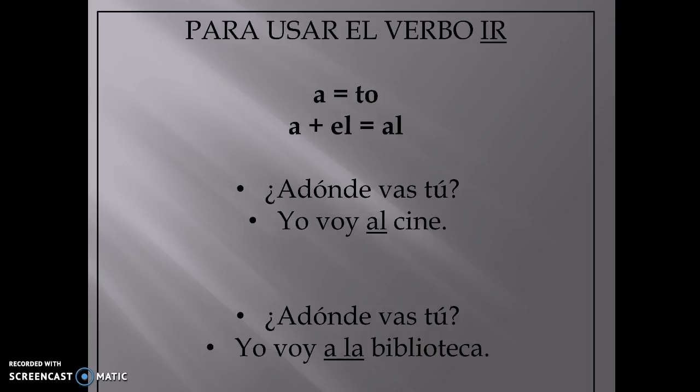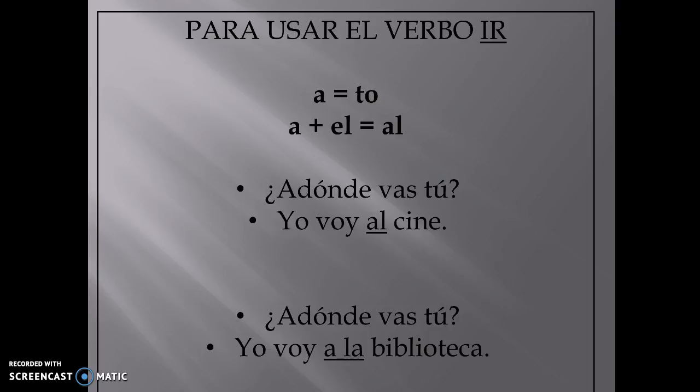If you take a look below, you'll see a couple of examples. The question being, ¿A dónde vas tú? To where are you going? The answer is, yo voy al cine. Since the word cine is masculine and would have to be preceded by the word el, which means the masculine form of the, you need to combine a plus el to make al.